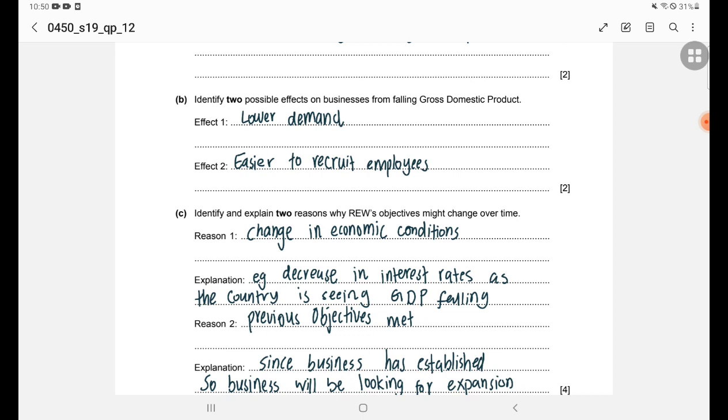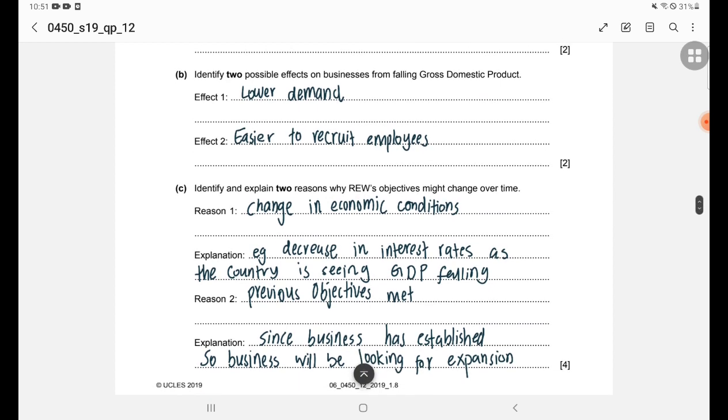For this one, many people ask, do I have to write a sentence? No. You just have to write a phrase or a keyword, like lower demand or lower sales. You don't have to explain this. It's only 2 marks, unless you're asked to explain, or you can see in the marking allocation there are more than 2 marks, then yes, you have to explain.